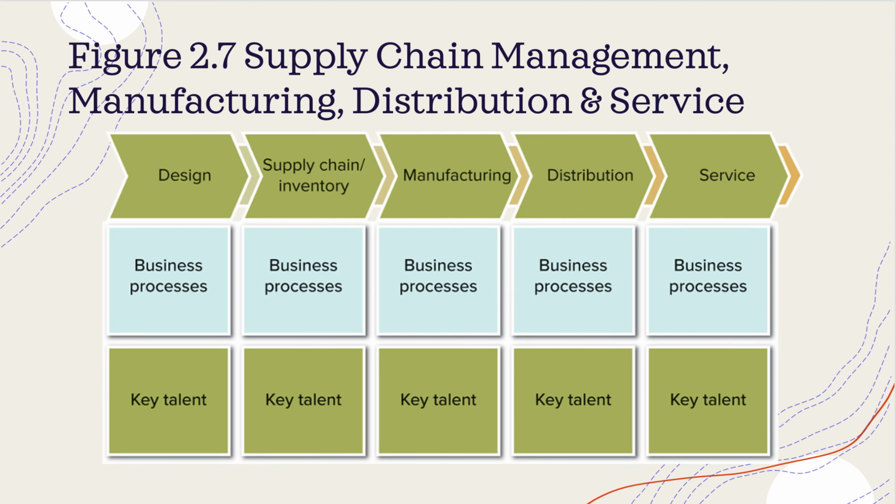The value chain is a model that breaks up all of the different parts of the organization into a variety of capabilities, such as research and development, supply chain, manufacturing, distribution, and service. We see all of these in figure 2.7 on your screen. And you can see the key talent and the various business processes that tie into these. It's really important that this is an intentional process that you are focused on, and HR management must be involved in these elements.